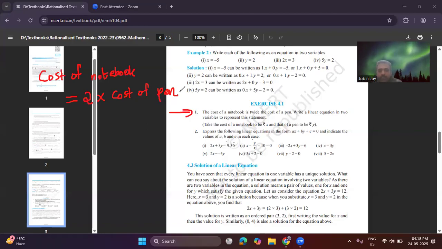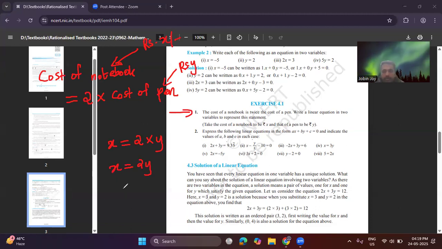Take the cost of a notebook to be rupees X, and that of a pen to be rupees Y. So I can write X equals 2 into Y. So X equal to 2Y, right? So I can write X minus 2Y equal to 0.